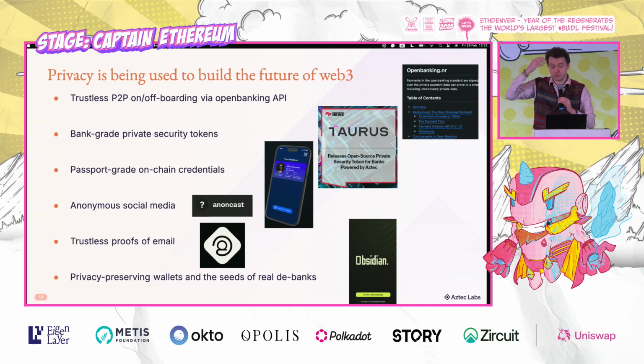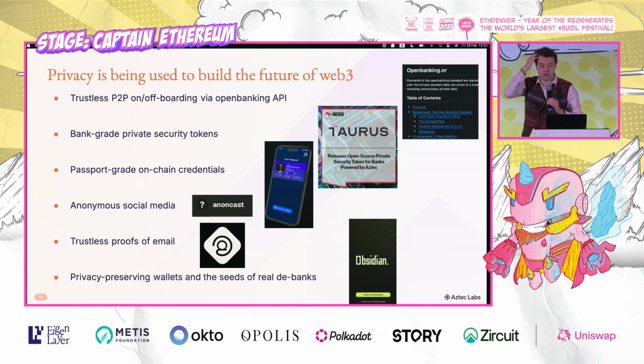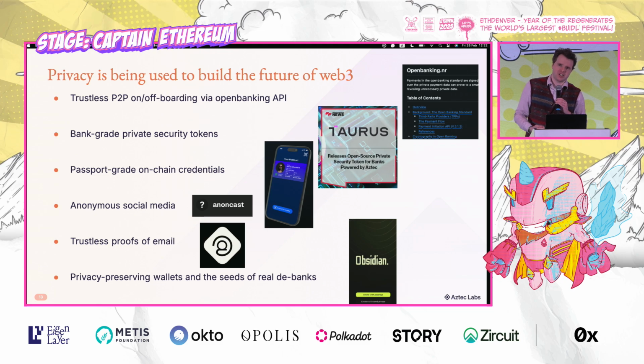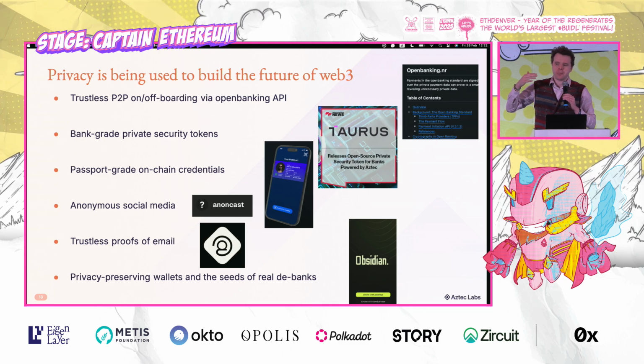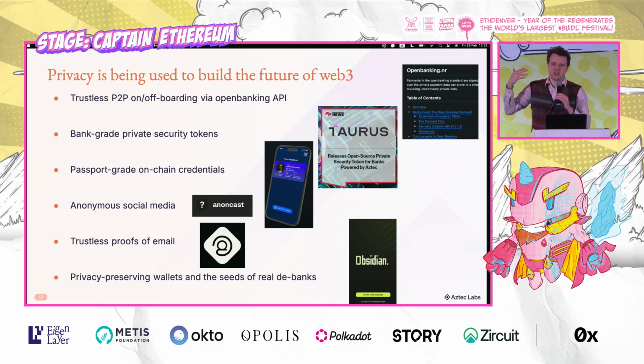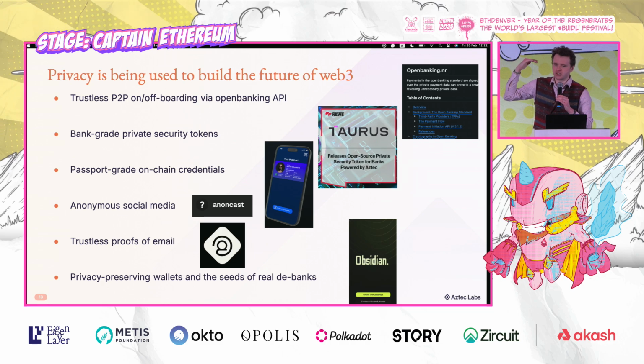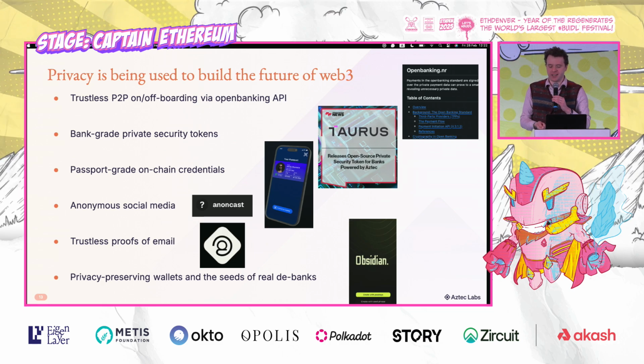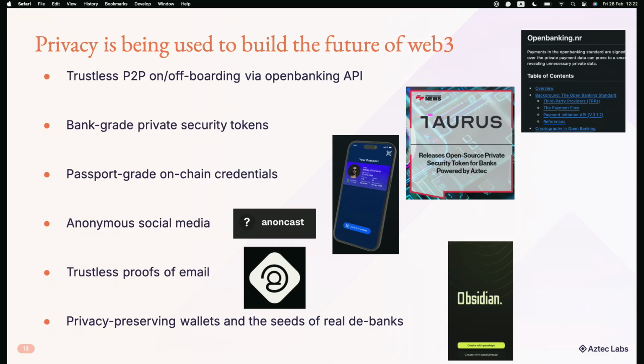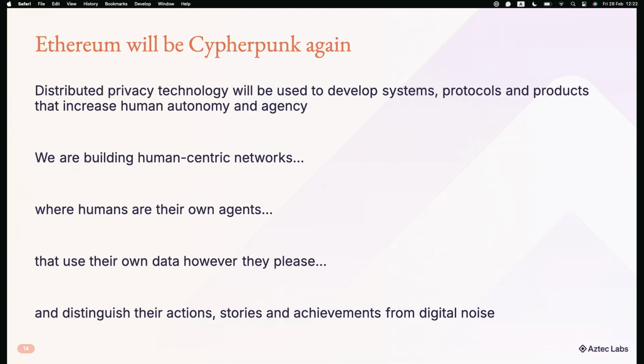And then there are privacy-preserving wallets being built on the Aztec network, which are forming the seeds of real D-banks, actual D-banks, not just banking-like services for tokens and meme coins, but real banking services for real-world assets. This is just the seeds of it, the start of it, but this is where things are going, and this excites me incredibly. These are being built today. You can use some of them today. You can use Anoncast today. You can use ZK email today. The future is here.